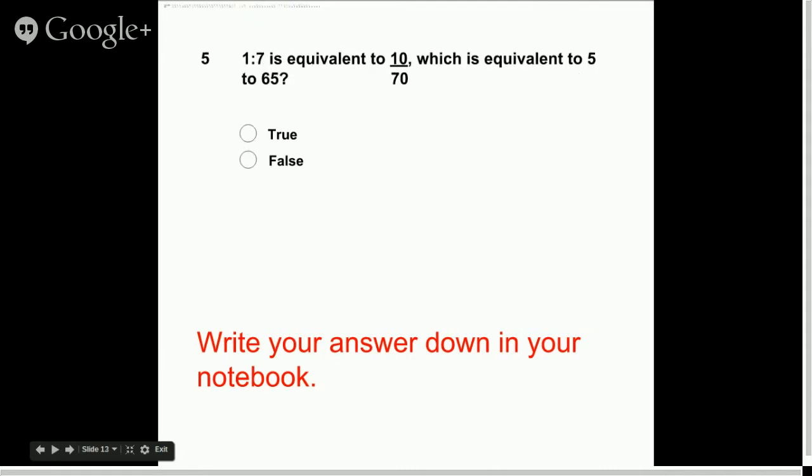All right, last one. Write your answer down in your notebook. Go ahead and pause it. All right, the correct answer to this one is false. 1 times 10 gives you 10, and 7 times 10 gives you 70. But 10 divided by 2 gives you 5. That's fine. But 70 divided by 2 does not give you 65. It gives you 35. So the correct answer is false.